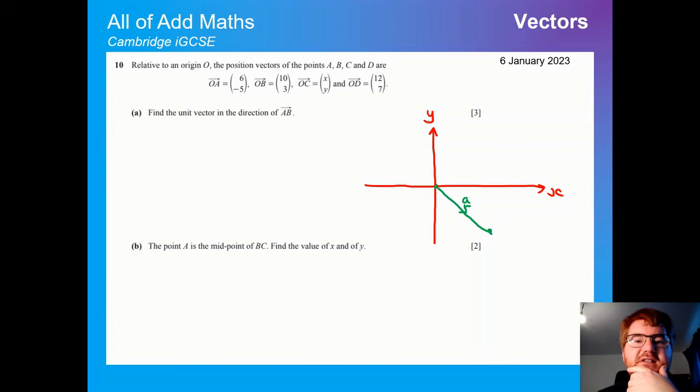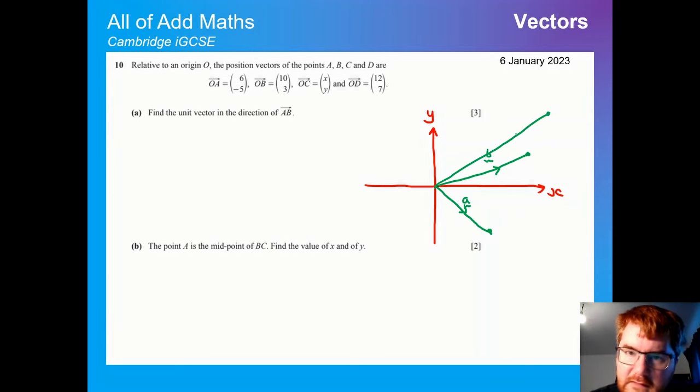We've got OB, which is 10, 3, so 10 along and 3 upwards. So we're going to pop that over here. So that's going to be our vector B. And make sure we put the arrows in as well. OC we don't know. We'll come back to that for later questions. And then OD is equal to 12, 7. So that's going to be even further along and then further upwards. So that's going to be roughly here, like so. And let's just mark that in as D.